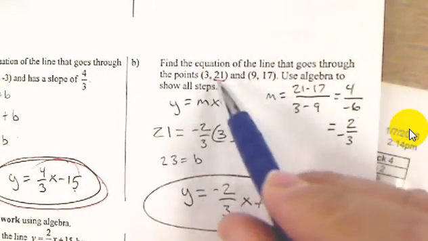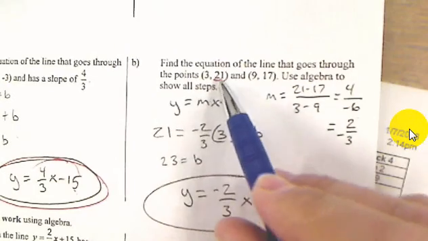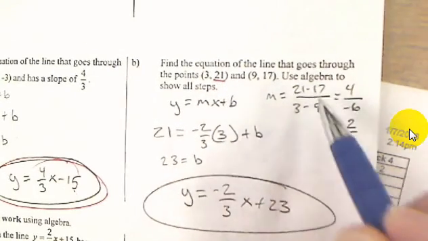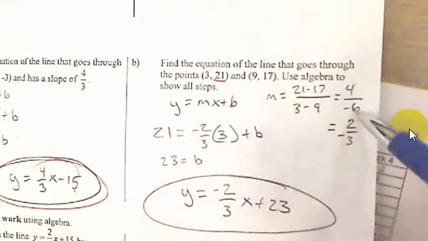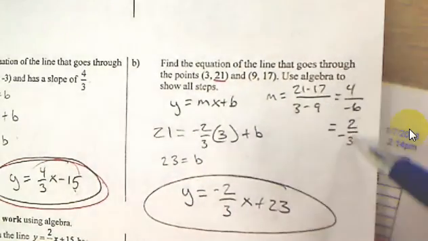You know the m, now you know the b, and there you have your equation. Find the slope. Change in y's over change of x. So subtract the y's. Keep the same order. Subtract the x's. You get 4 over negative 6, which just reduces to negative 2 over 3.